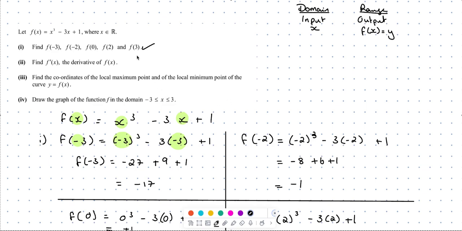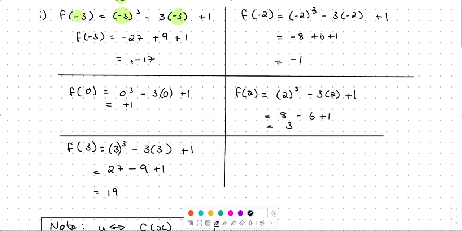We found the derivative, so that's okay. The next one is find the coordinates of the local maximum and of the local minimum point of the curve. Okay, so here's another thing you need to commit to memory.